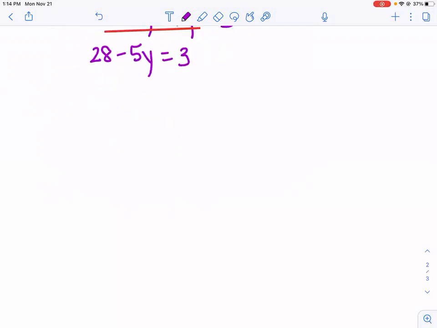Reagan, what do I need to do to both sides? Let's subtract 28 to both sides. So negative 5y equals.